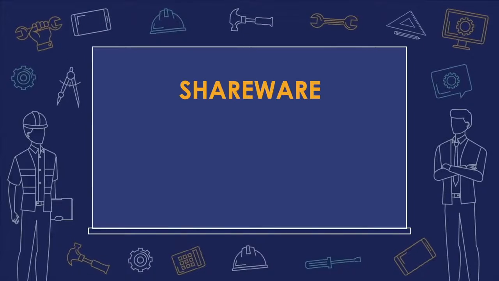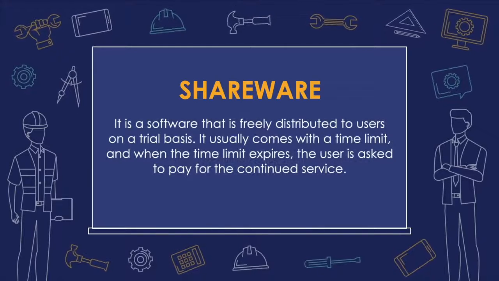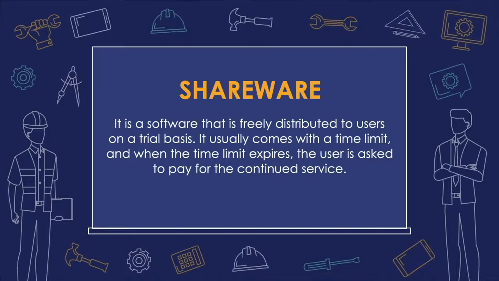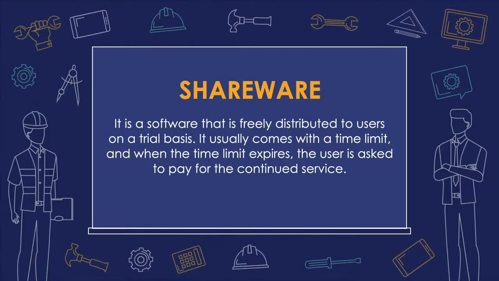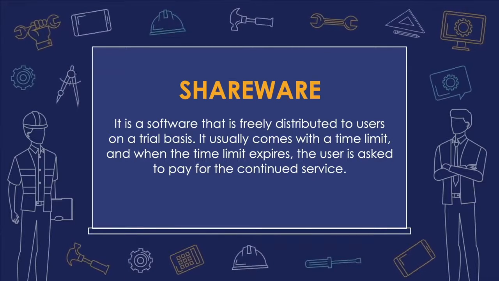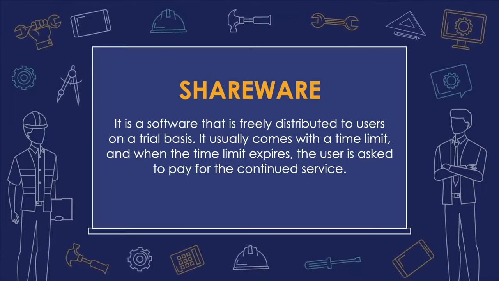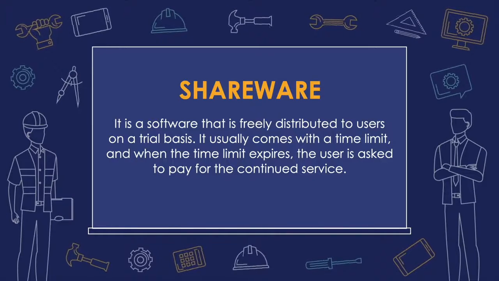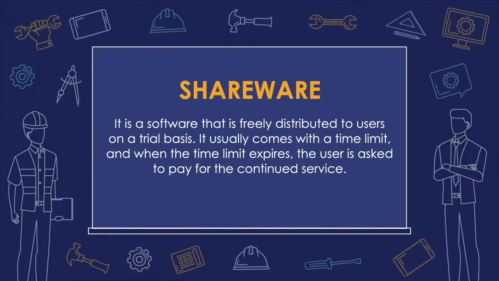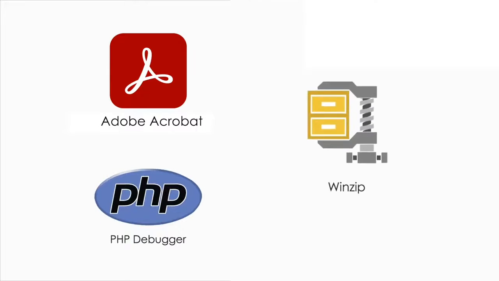Number 2, we have the shareware. It is a software that is freely distributed to users on a trial basis. It usually comes with a time limit, and when the time limit expires, the user is asked to pay for the continued service. Some examples of sharewares are Adobe Acrobat, PHP Debugger, and WinZip.